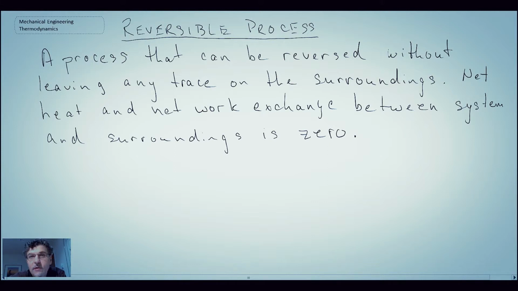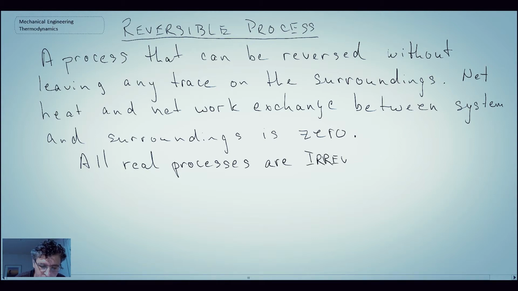So as I mentioned earlier, all real processes that exist are actually irreversible. And they're irreversible for a couple of reasons. So we're not able to actually achieve a reversible process. All processes are irreversible. Now, there are three main reasons why all real processes are irreversible.